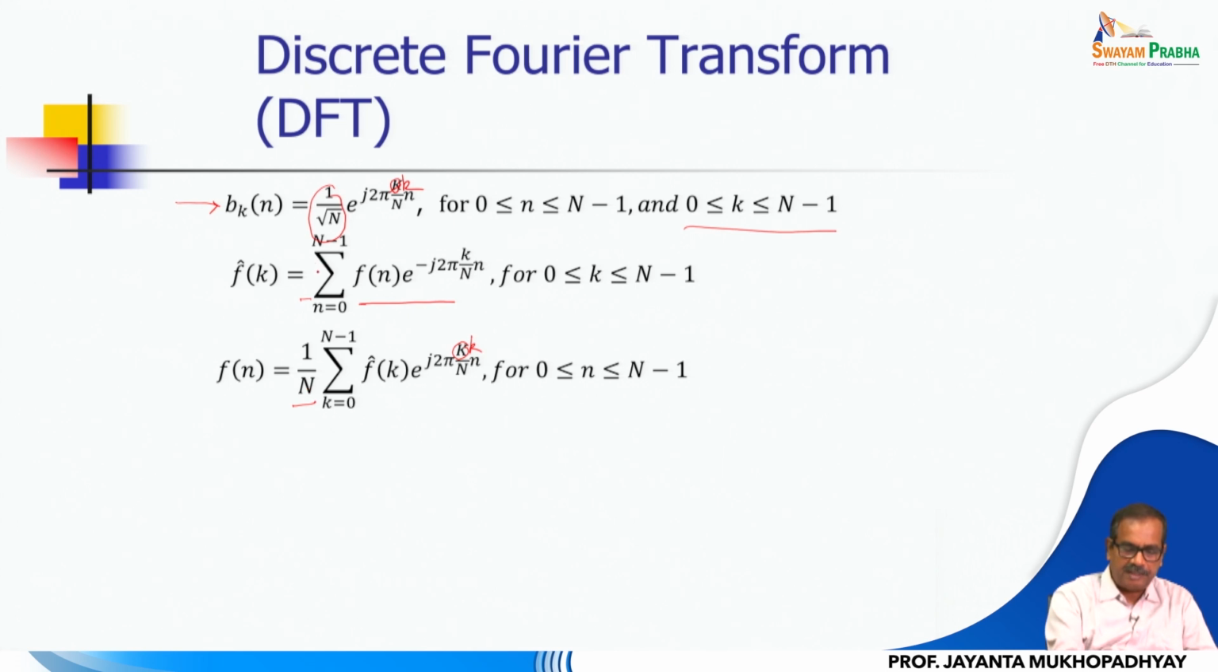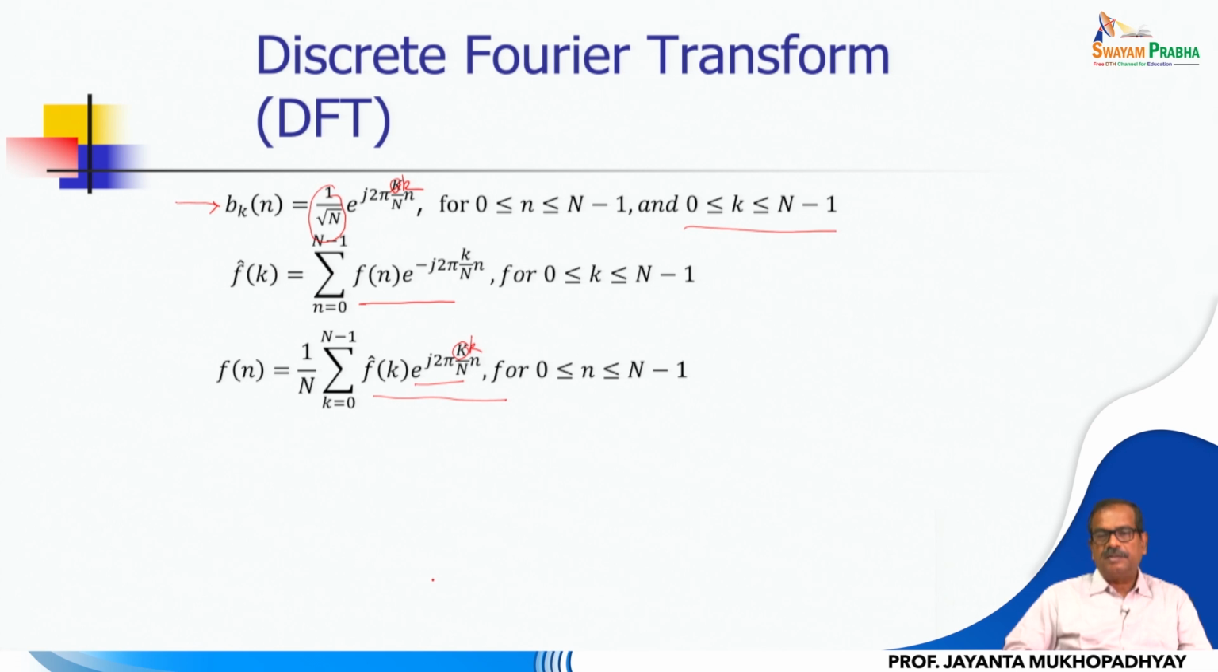If I use 1 by root n, I have to use 1 by root n in both places. So I could have written it like this: 1 by root n, and then this is also 1 by root n. This is the reconstruction part, as we have discussed earlier. It is a linear combination: this is the coefficient, this is the basis vector, and then 1 by root n of this basis vector. But since this is missing in this expression, here also it should be used. This should be the expression.